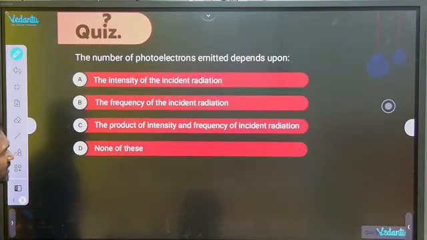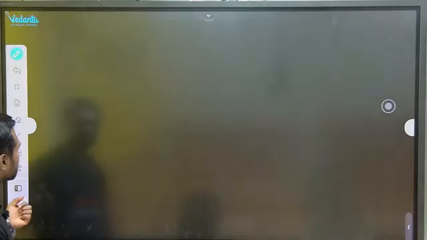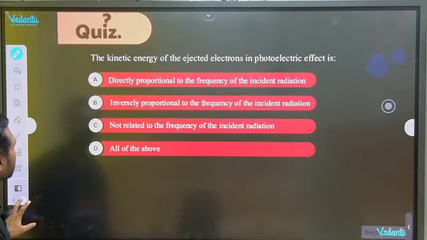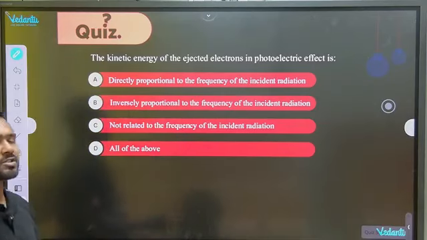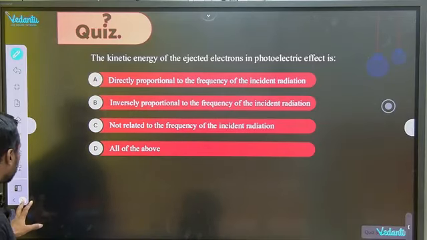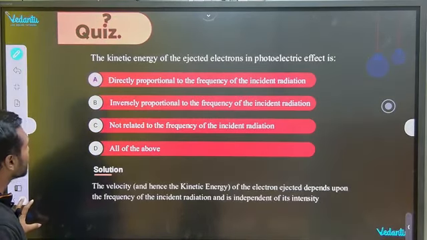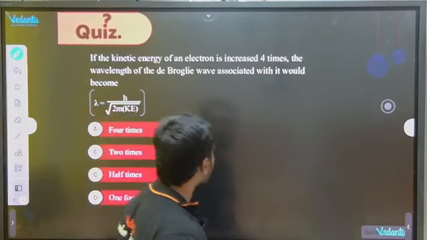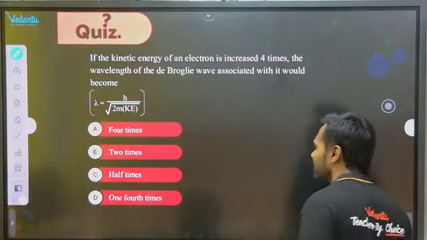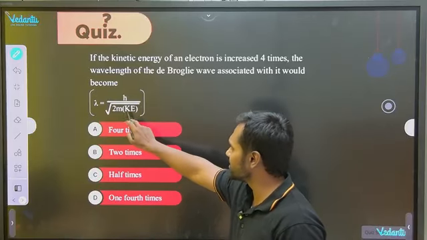The number of photoelectrons emitted depends on the intensity of incident light, as we said just now. The kinetic energy of ejected electrons in the photoelectric effect is directly proportional to the frequency. Just now we said, if frequency increases, then the kinetic energy increases. The kinetic energy of the electron is increased 4 times.